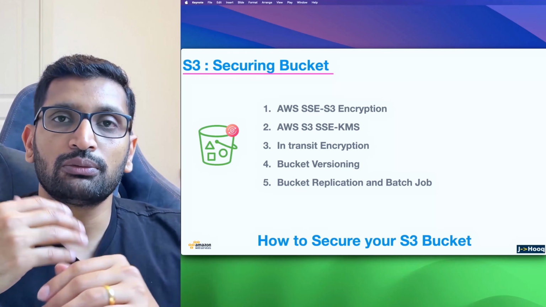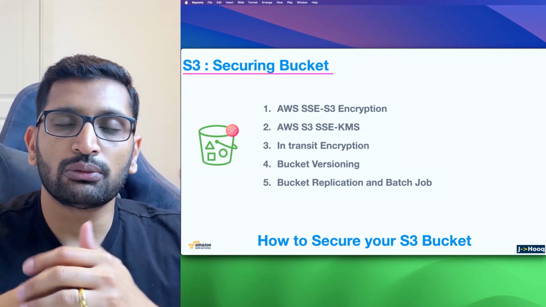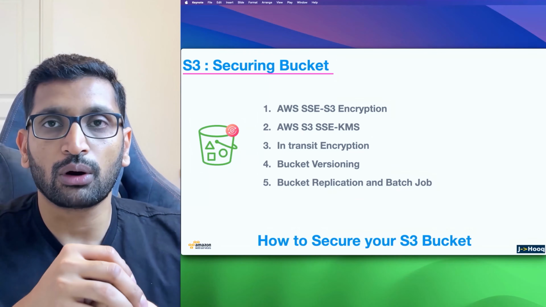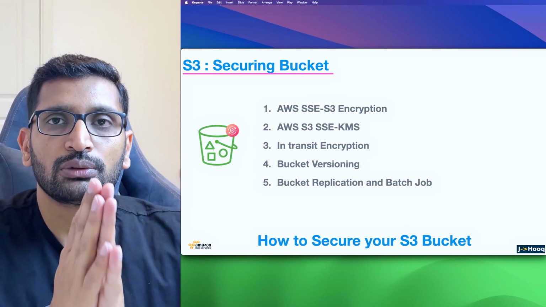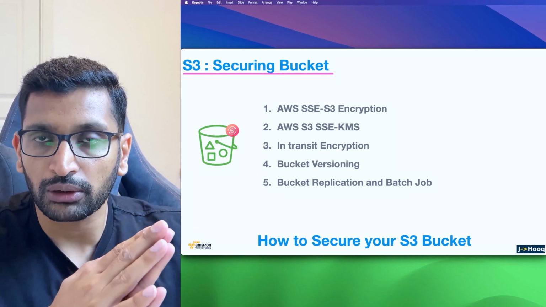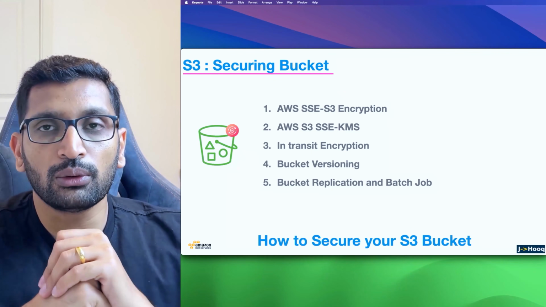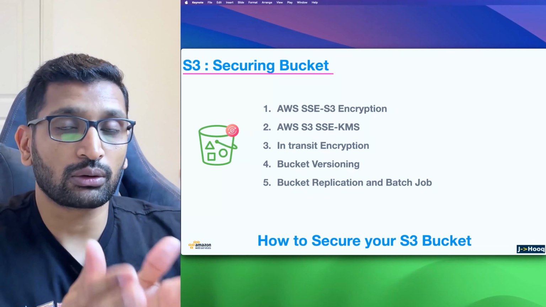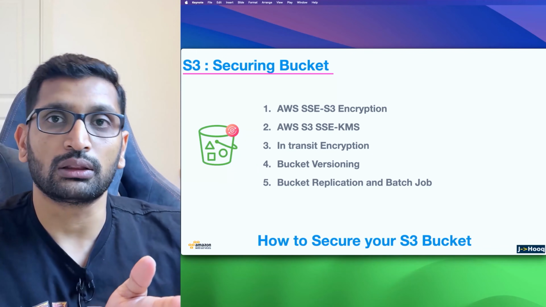Fourth is bucket versioning, so that you can enable versioning, upload multiple updated versions of your object, and keep the history of previous versions of your object. And at last we are going to look at bucket replication, so that you can replicate the data or objects from one bucket to another bucket.